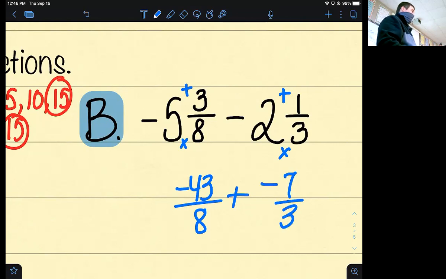Did I lose everyone on those 2 steps? Keep, change, opposite. We converted them to improper fractions at the same time. So instead of saying minus 7/3, now it says plus negative 7/3. Keep, change, opposite. Now it's an addition problem. Do I have a common denominator?